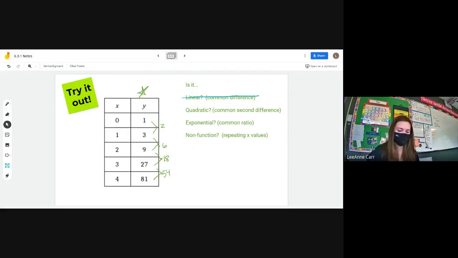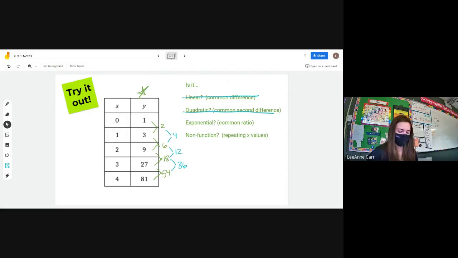Let's try out if the second difference works. So here we go. 6 minus 2 will give me 4. 18 minus 6 will give me 12. And 54 minus 18 will give me 36. Again, I do not have a common difference. These are not the same numbers. So that means the second difference did not work. So I can eliminate the option that it is a quadratic function. Now I am just determining whether or not it is exponential or a non-function, a relation.